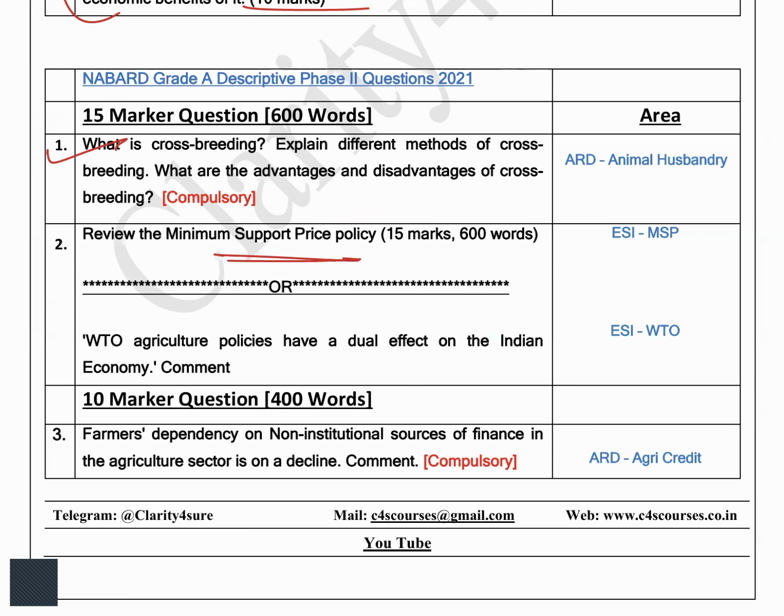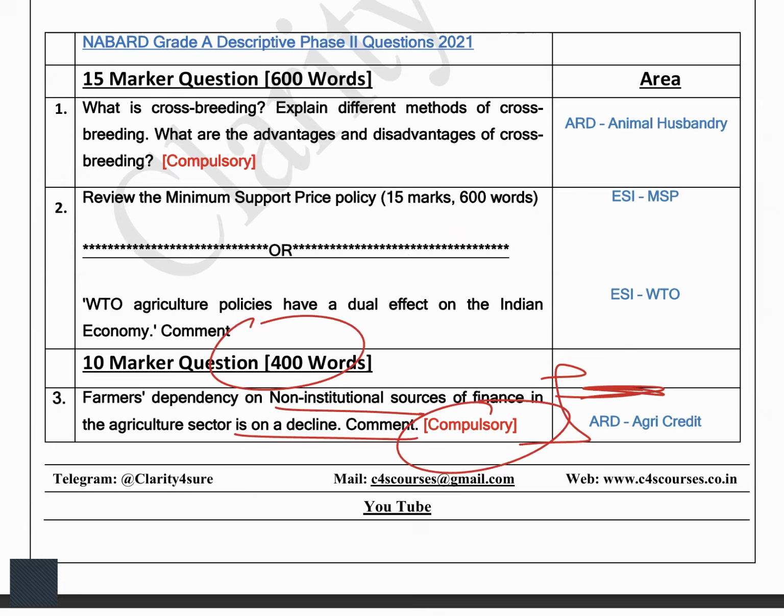Now, the next question was on MSP, a very important topic for NABARD. MSP always comes. And then, WTO agriculture policies have a dual effect. Now, the application part again: how WTO is affecting India. That we study in our WTO related sessions of ESI static. Next, the farmers' dependency on institutional and non-institutional sources of agriculture credit. They are rotating it and asking in different ways. It was a compulsory 10 marker question, on agriculture credit.